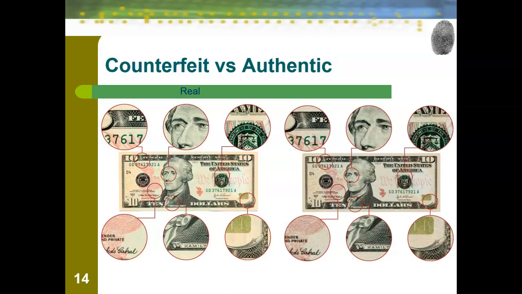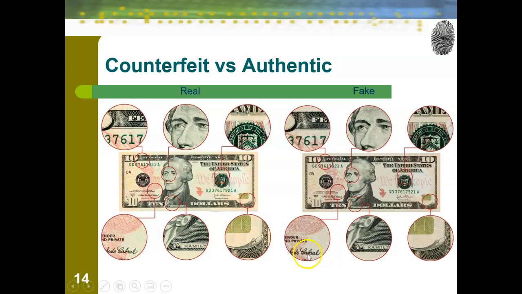Let's see. This is the real, and that is the fake. Did you get it? Let's point out how you could have gotten it. I think one of the most obvious things is the clarity. You can see on Hamilton's face right here, you actually see these lines. You don't see them in the fake. Same down here, you can see these very crisp details, and they're much more muddled down here.